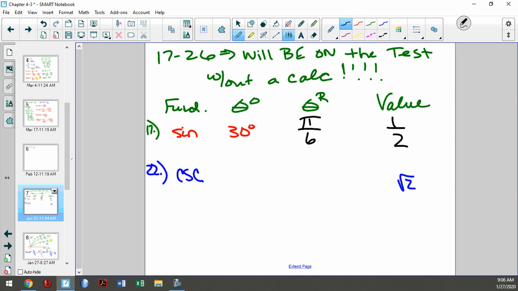Okay, well, that's fairly easy to do because we know sine of 30 degrees. However, look at number 22. What's going on with number 22? It says cosecant. I have a problem. My brain doesn't think in cosecant. Why does my brain not think in cosecant? What did I memorize? I memorized sine and cosine. So what trig function should I be thinking of whenever I'm doing cosecant?